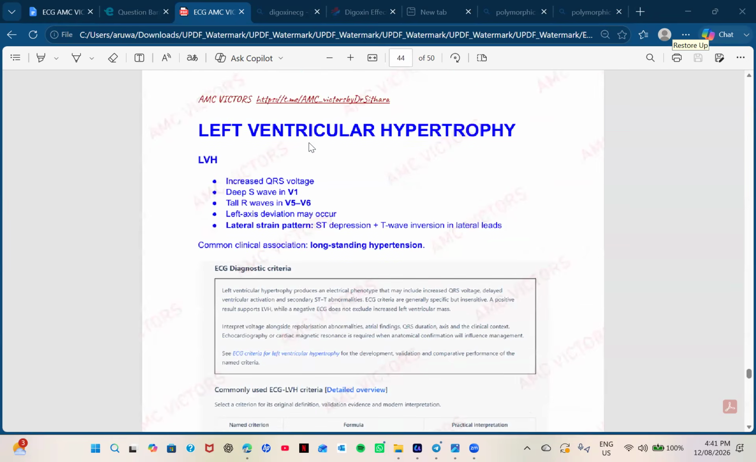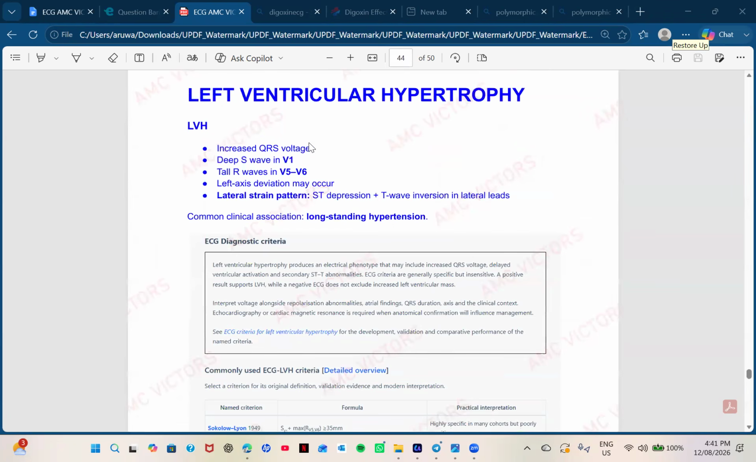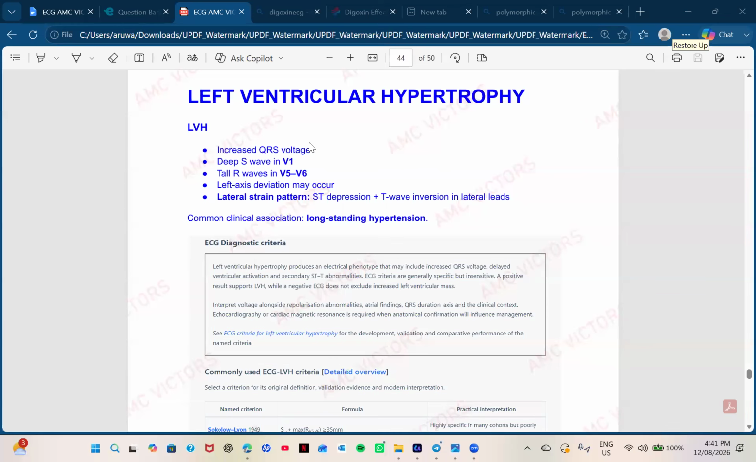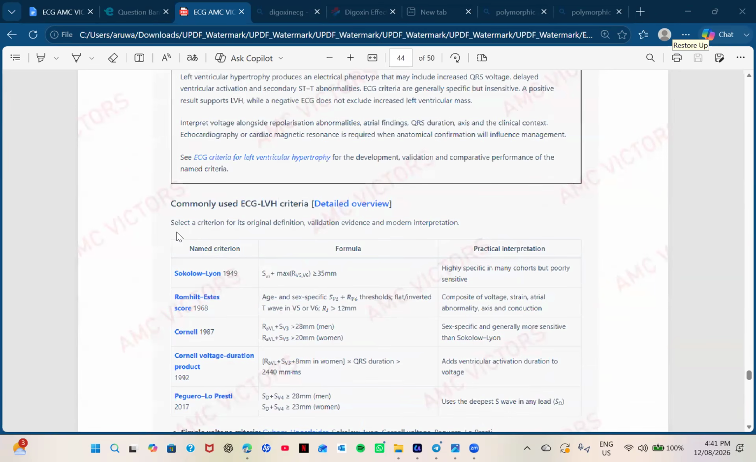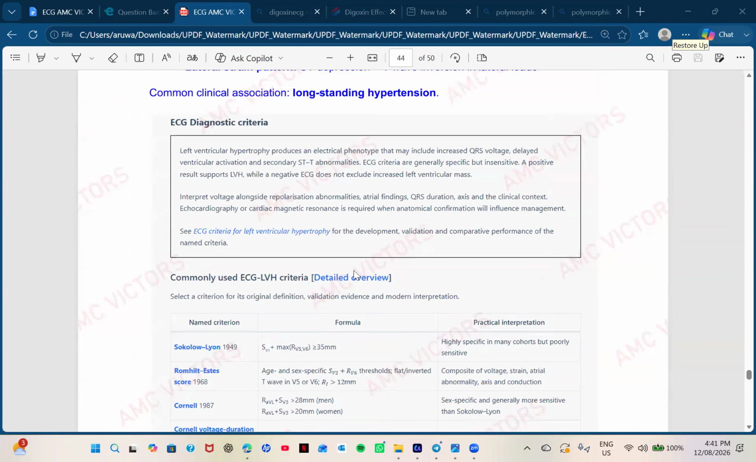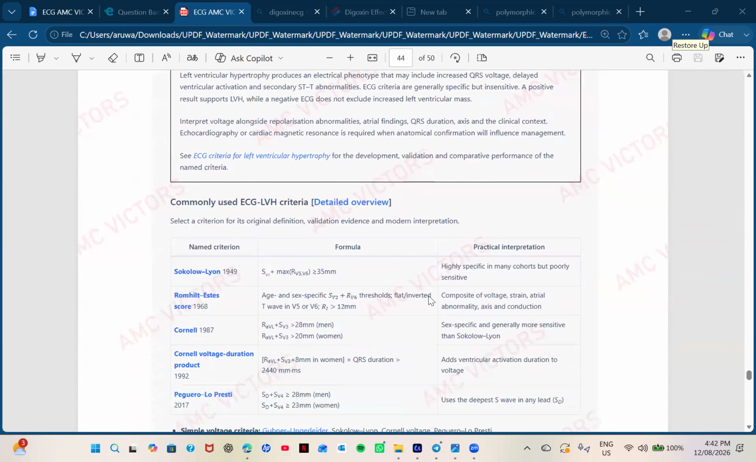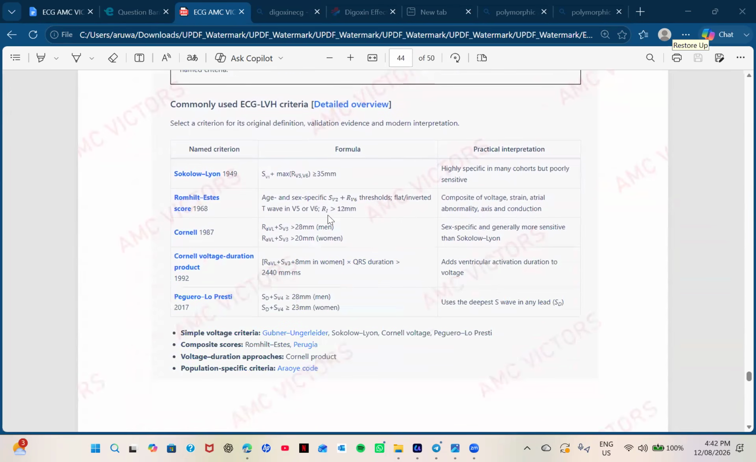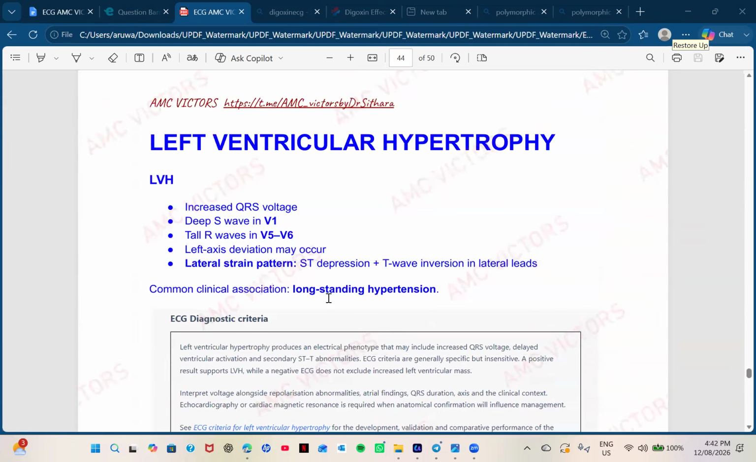Okay, how does left ventricular hypertrophy present? What are the features, the ECG criteria? We have diagnostic criteria, but you don't need to remember the full criteria here. I can't remember the name right now, but there is a named criteria. You don't need to remember it, just remember the basic things.